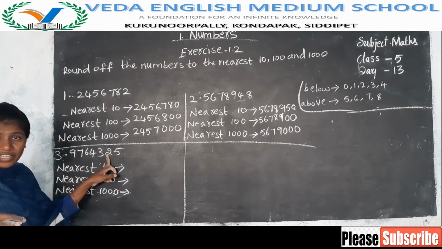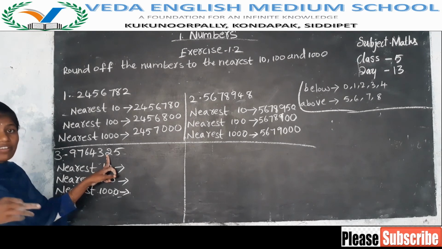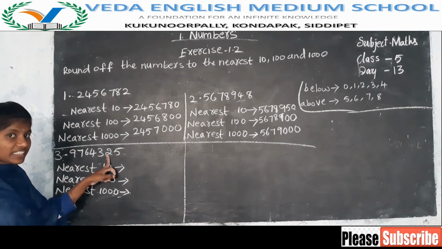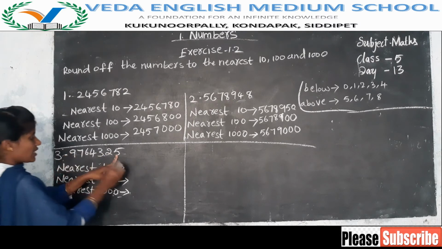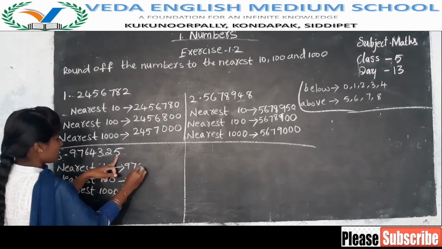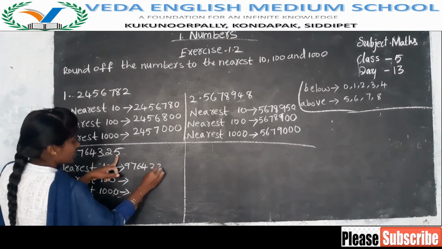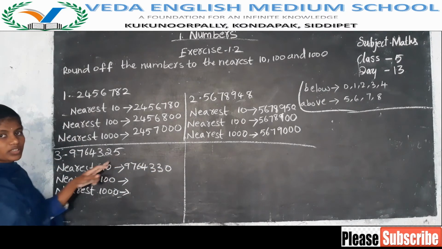What is the next number here? 2. If you increase the 2 by 1 time, then what you will get? 3. 3, 0. Now it is 30. Write up to here as it is, then it becomes 30. 9, 7, 6, 4, 3, 3, 0. Next.